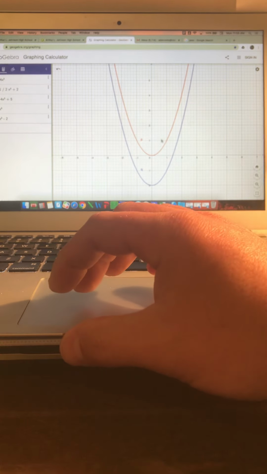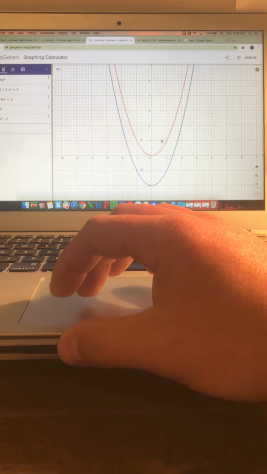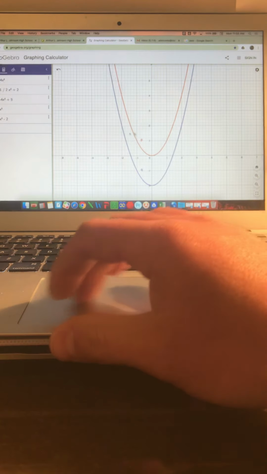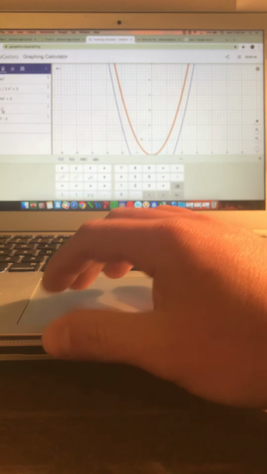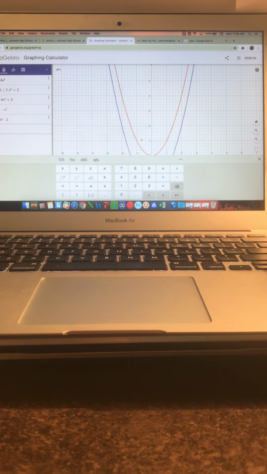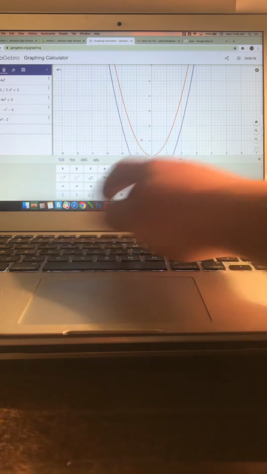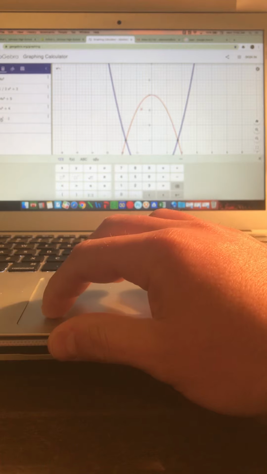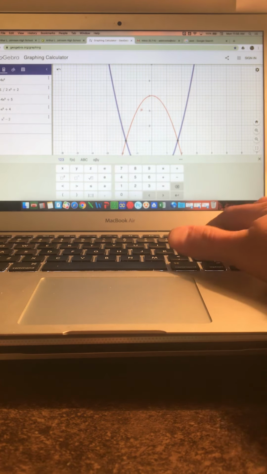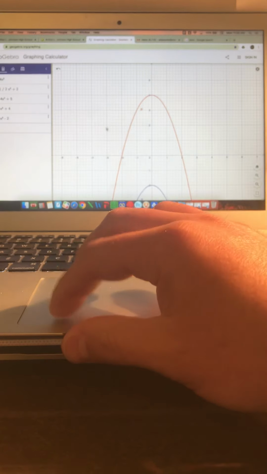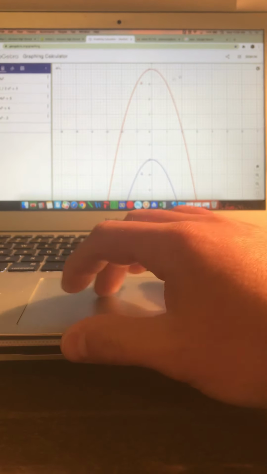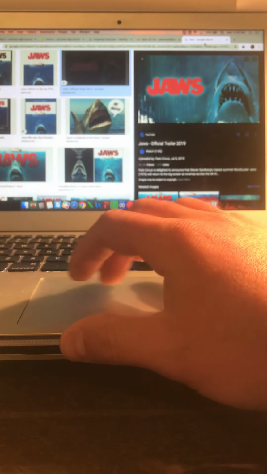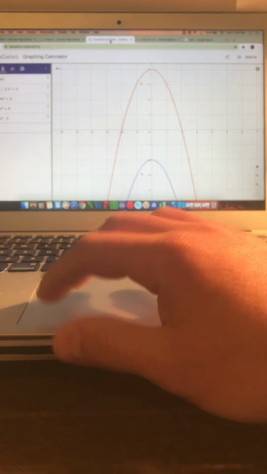And I don't know about you, but this looks like a shark underneath, like if you were swimming underneath the shark looking up. Like this. Check it out. We did this. And we do this. It looks like a shark. Jaws. Right? I think it looks like a shark.